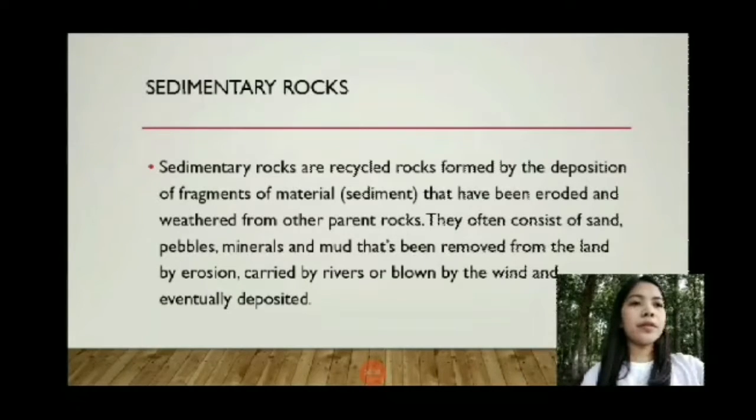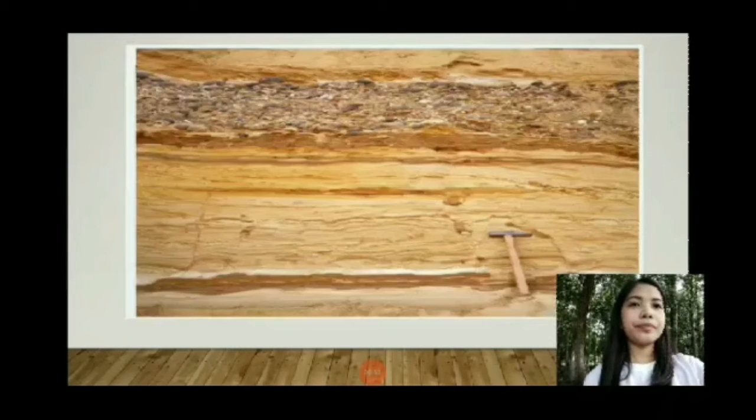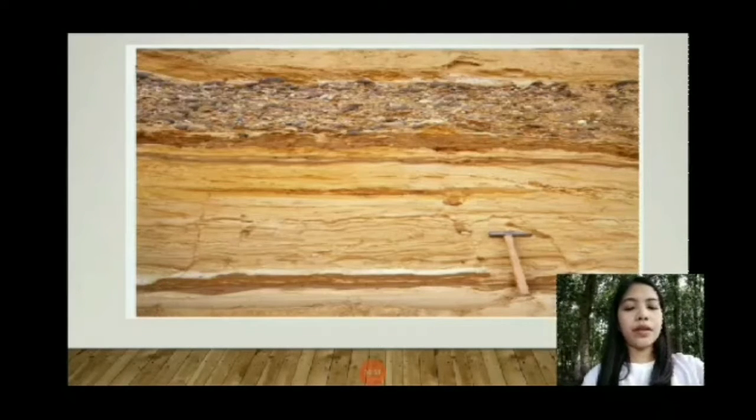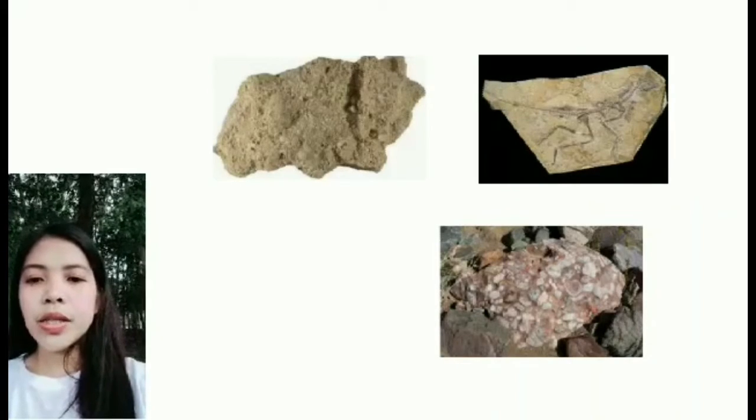They often consist of sand, pebbles, minerals, and mud that have been removed from the land by erosion and carried by the rivers or blown by the wind and eventually deposited. This is an example of sedimentary rock. Sedimentary rocks make up about 3/4 of all rocks on the Earth's surface, and they are the only rocks that contain fossils. Sedimentary rocks can be made from minerals, crystals, and even organic materials such as bones, skeletons, shells, and plants.